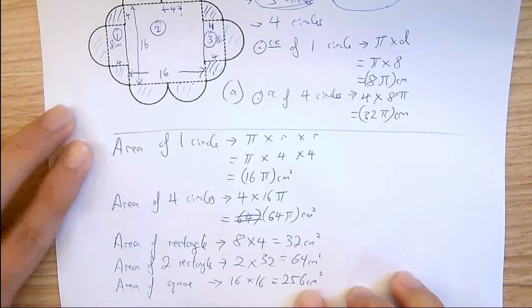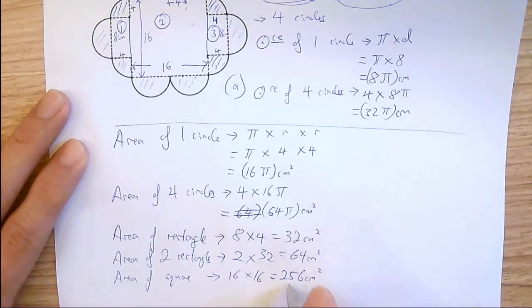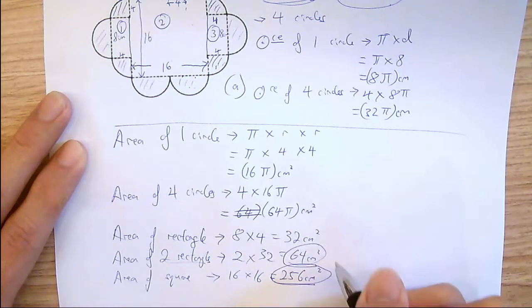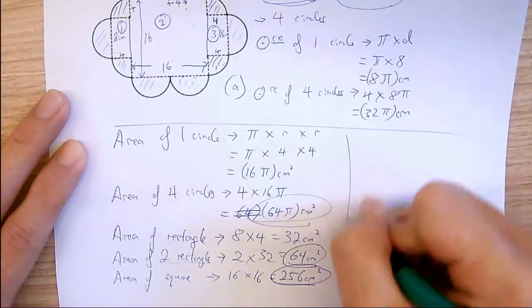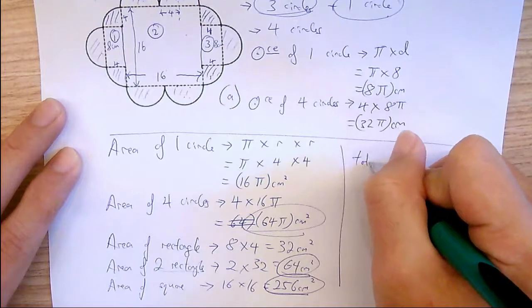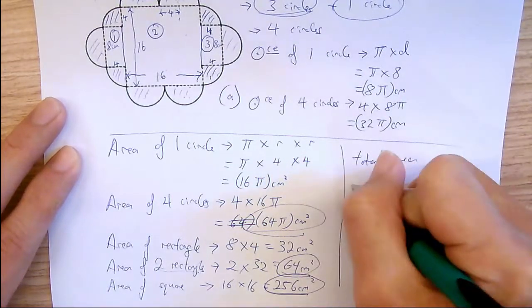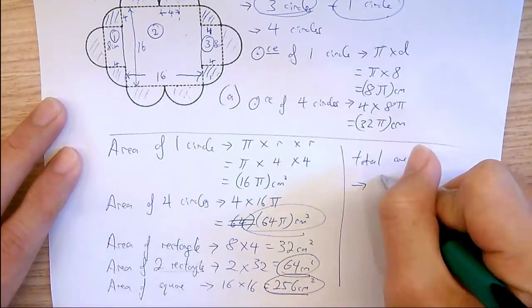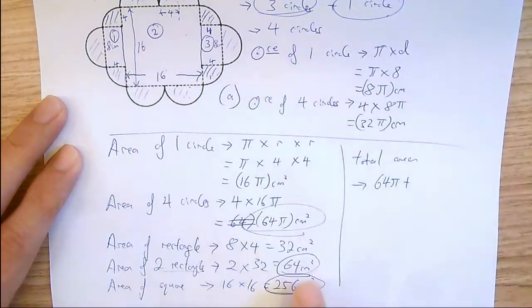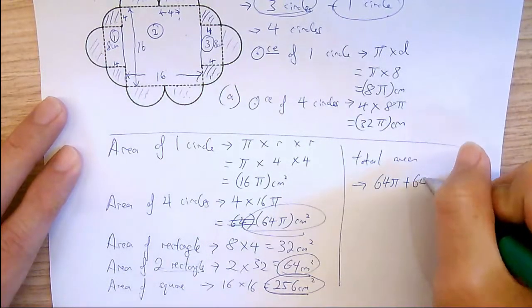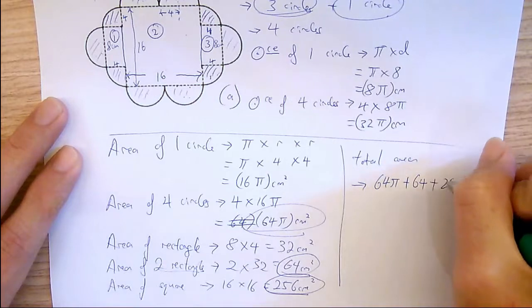So we're going to circle all the stuff that we need to add up together. I know that I need my 1 square, I need my 2 rectangles, and I need my 4 circles. And I'm going to add them all up together. So total area would be, my 4 circles will be 64 pi, plus my 2 rectangles will be 64, plus my 1 big square, which is 256.